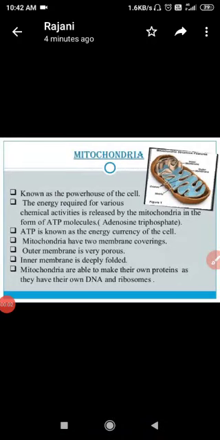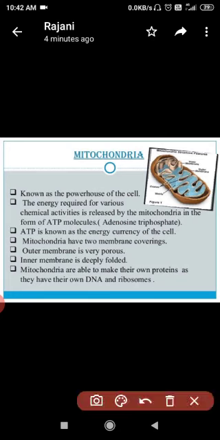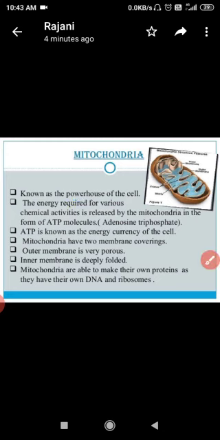Okay, so our next cell organelle is mitochondria. As you know, mitochondria is also known as what? Powerhouse of the cell. So it is called the powerhouse of the cell. The energy required for the various chemical activities is released by mitochondria in the form of ATP.